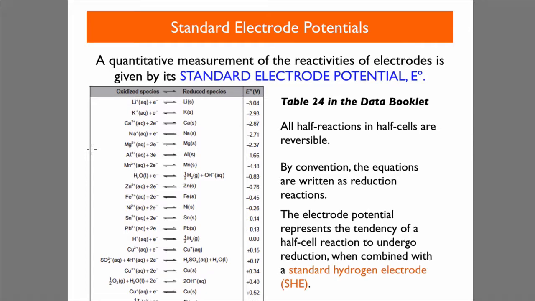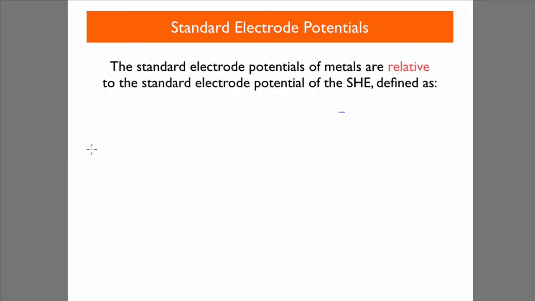And the electrode potential represents the tendency of a half cell reaction to undergo a reduction when combined with a standard hydrogen electrode, an SHE. The standard electrode potential of metals are relative to the standard electrode potential of the SHE, defined as 2 hydrogen ions with 2 electrons in a reversible reaction with hydrogen gas, and its cell potential is 0.